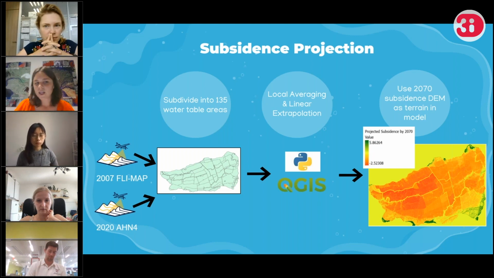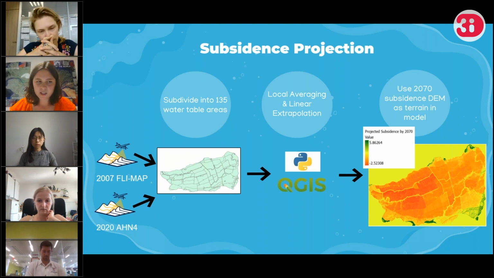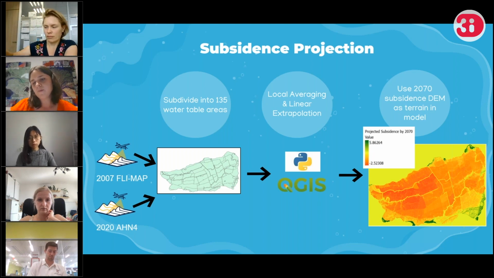The historical data was pre-filtered, so it removed anomalously high elevations, including dikes. But my future 2070 DEM included dikes, so I lowered the present-day terrain by this subsidence difference that I projected.